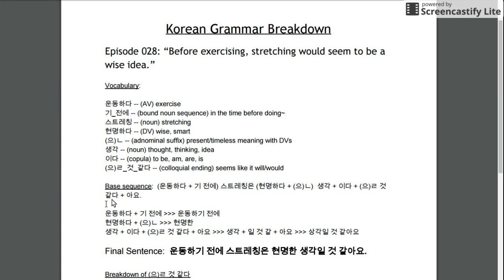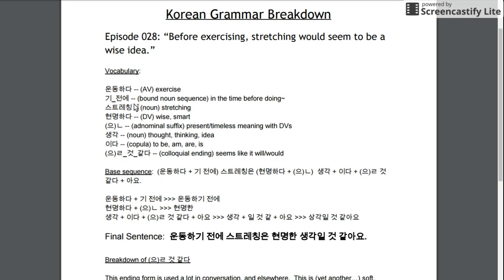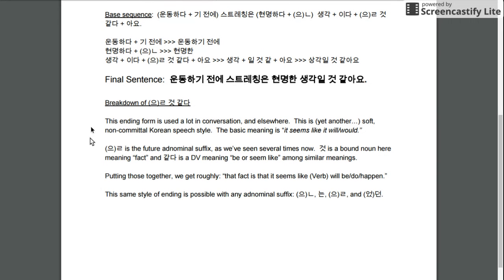Anyway, so let's look. So gi jane is just like the gi ttaemune type of thing. Gi is the nominalizer, so it's turning this undong ha into undong hagi, it turns this into a noun. The noun exercising is kind of a type of noun. And then jeon means the time before, and e means at or in or during. Anyway, so let's look closer at this ending sequence here.